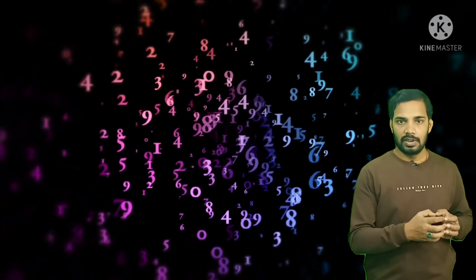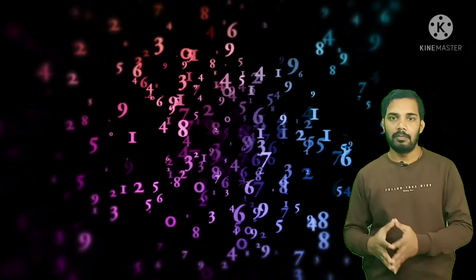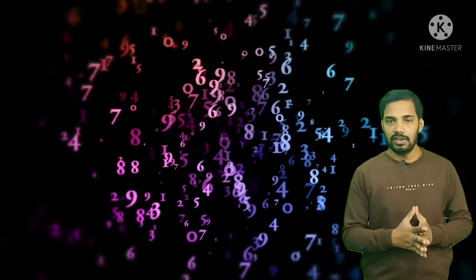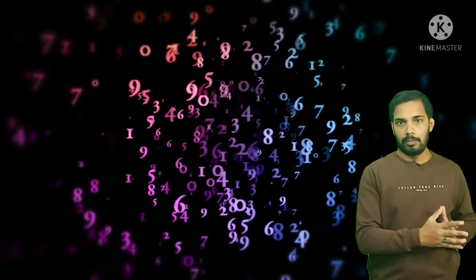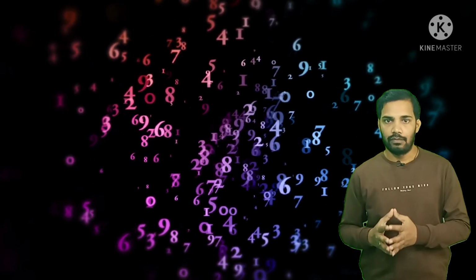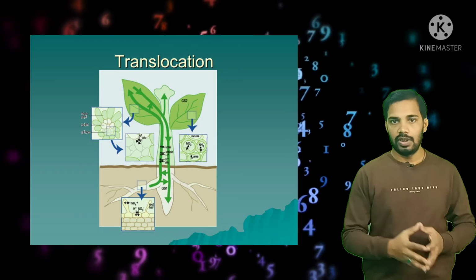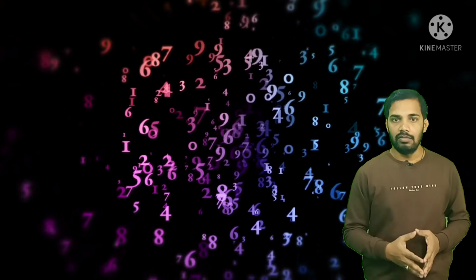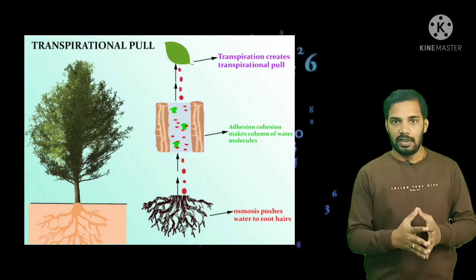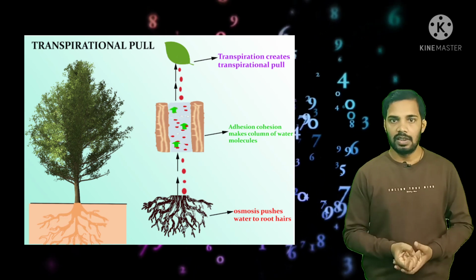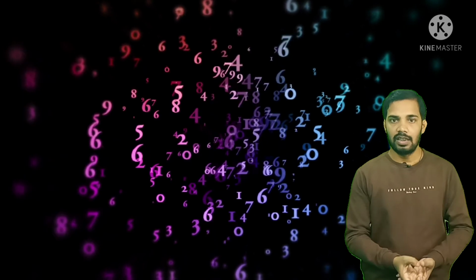Now, the food is made by the plants through photosynthesis, and the phloem present in the plants sends the food made by the plants to the different parts of the body by the process known as translocation. Now, ascent of sap is a process by which the plants pull the water and minerals through the xylem tube.